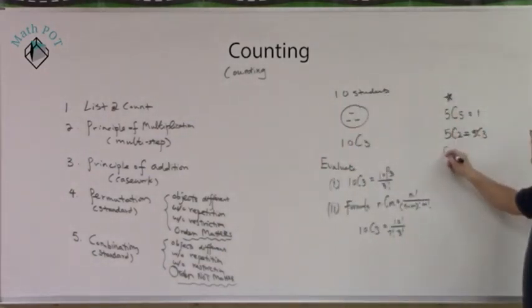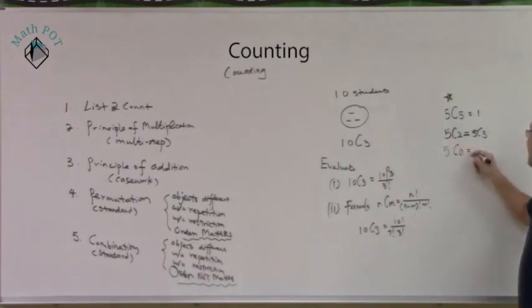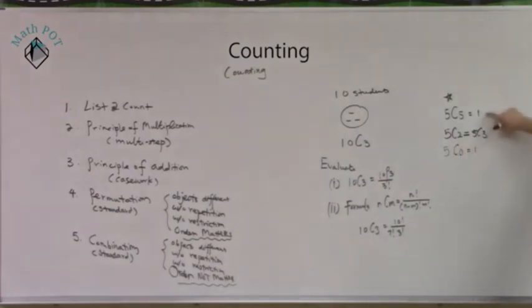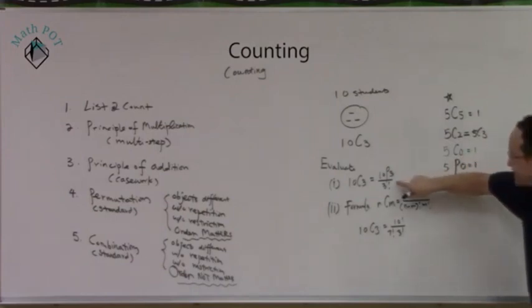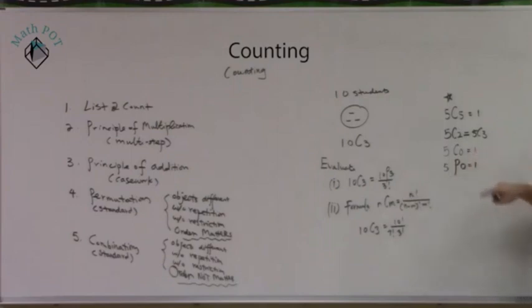Next one is about 0. For example, 5C0 equals 1. That is very easy to understand. So from here, you can also see that 5C5 must equal 5C0, because 5 plus 0 equals 5. Another one about 0 is 5P0, which of course equals 1, simply because of this formula, you can clearly see. So 5C0 is 5P0 divided by 0 factorial. Another is 0 factorial, which definitely equals 1. We have to define 0 factorial equals 1.